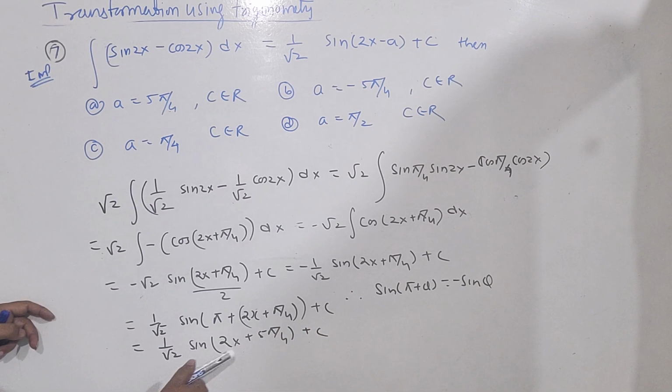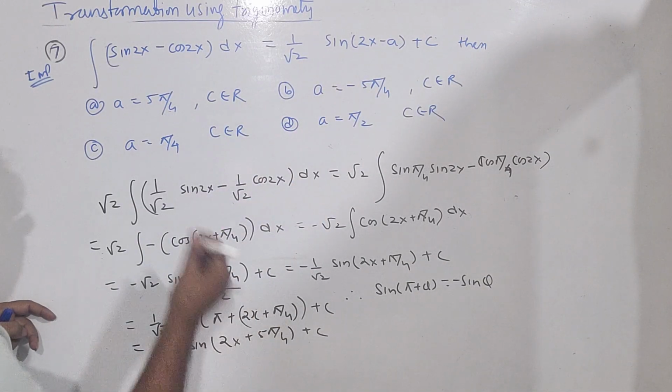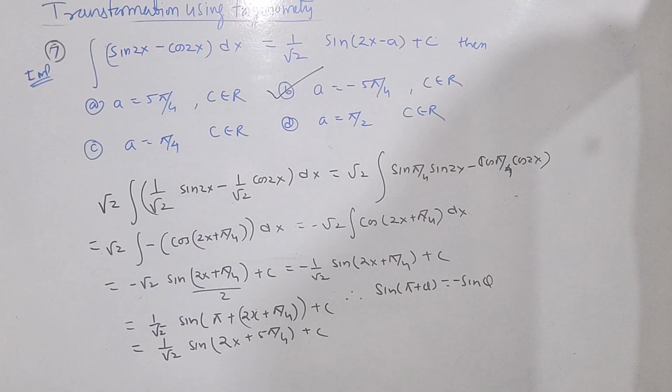Now I can compare. 2x is there, minus a is there, so this is minus pi by 4. a is minus pi by 4. And of course c is any real number, which is a constant of integration. Alright.